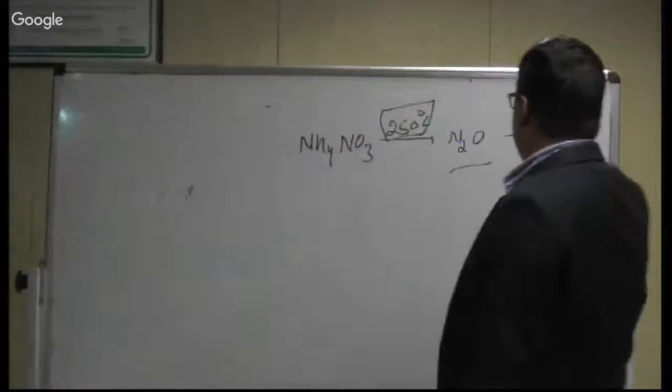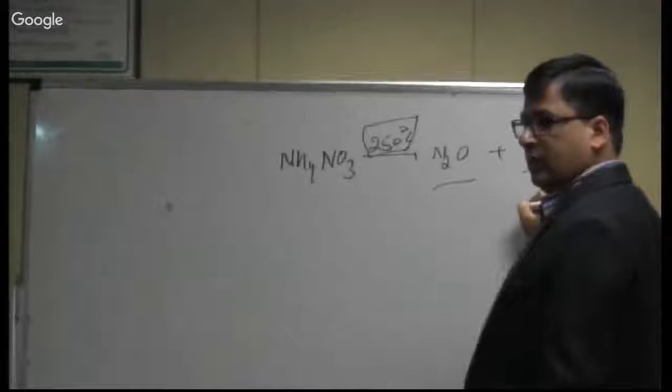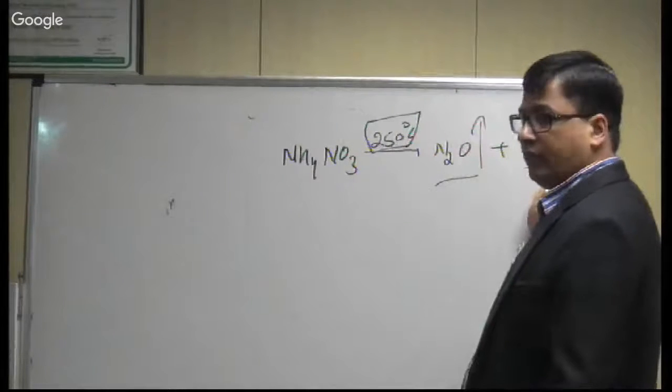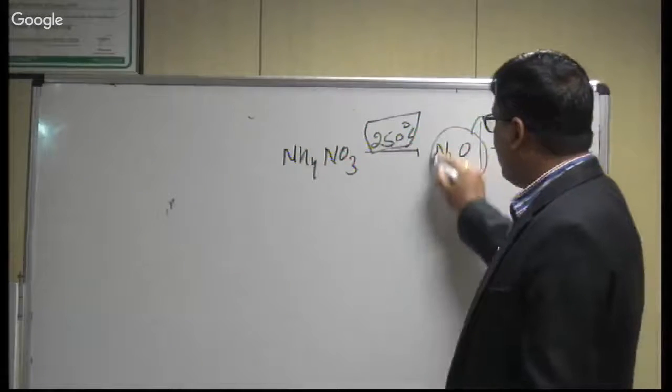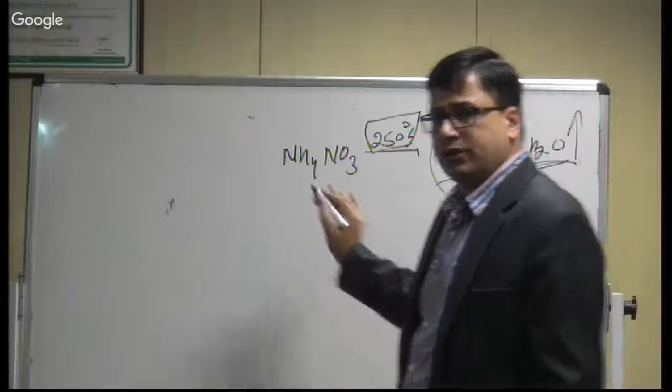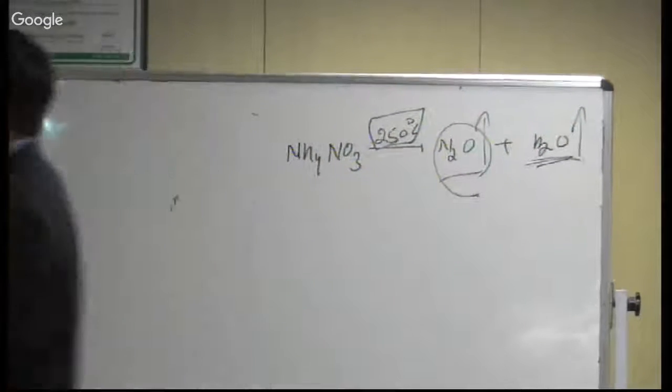So at 250, this is in the vapor form. So both are in the vapor form. They will not combine with each other. We are able to separate out N2O. Clear? So this is a very good method to prepare nitrous oxide from ammonium nitrate.